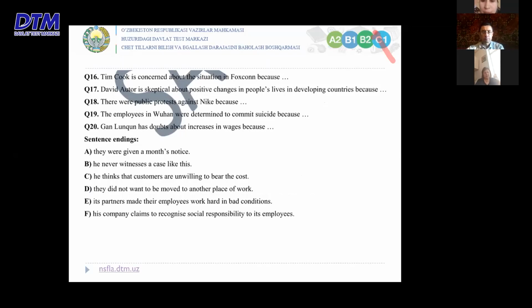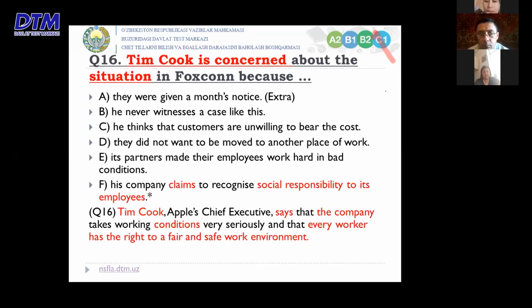So you can see questions 16 to 20 divided into 2, and there are some options for you, A to F. Question 16. Tim Cook is concerned about the situation in Foxconn because... So we have to look for Tim Cook in our text. Here is Tim Cook. Tim Cook, Apple's chief executive, says that the company takes working conditions very seriously and that every worker has the right to a fair and safe work environment.